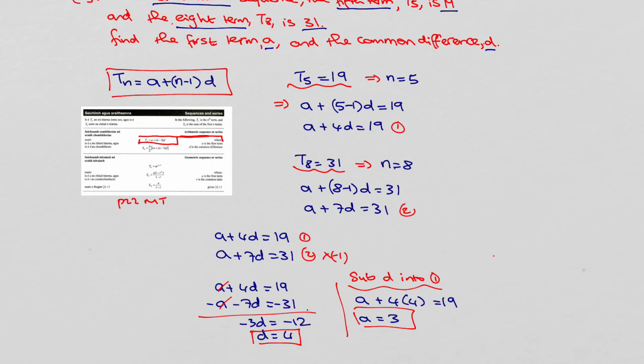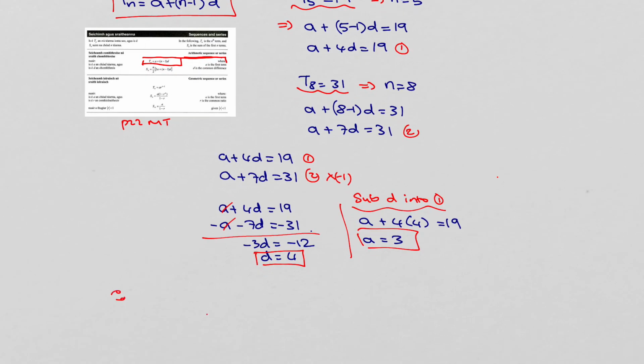And sometimes they ask for the first 3 terms. So if they were to ask for the first 3 terms, we could start by saying, well, A is 3, common difference is 4. So if I add 4 to 3, I get 7. And if I add 4 to 7, I get 11. So you can write down as many terms as you want with that information.